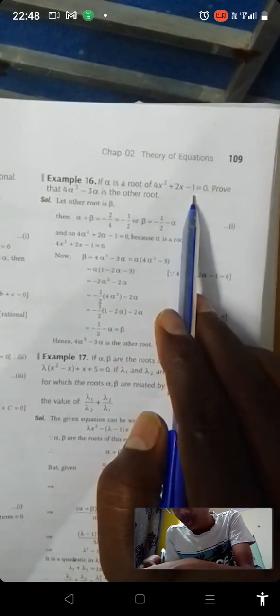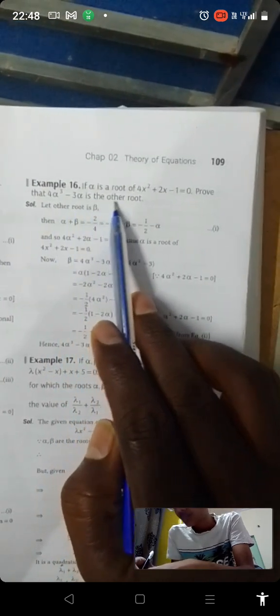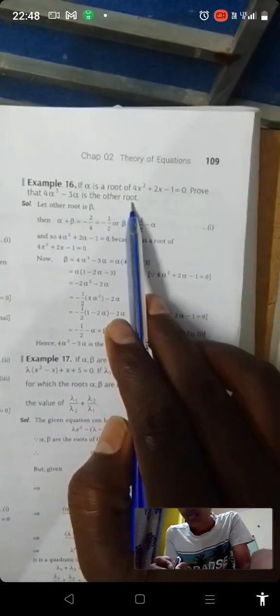Alpha is a root of 4x square plus 2x minus 1 equal to 0. Prove that 4 alpha cube minus 3 alpha is the other root. We have to prove that this is the other root. So first, the given equation. Listen.